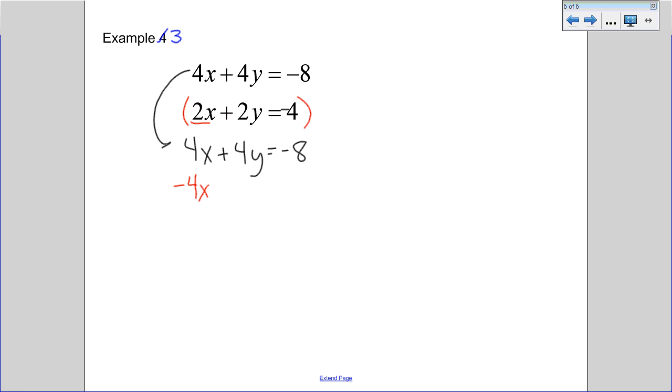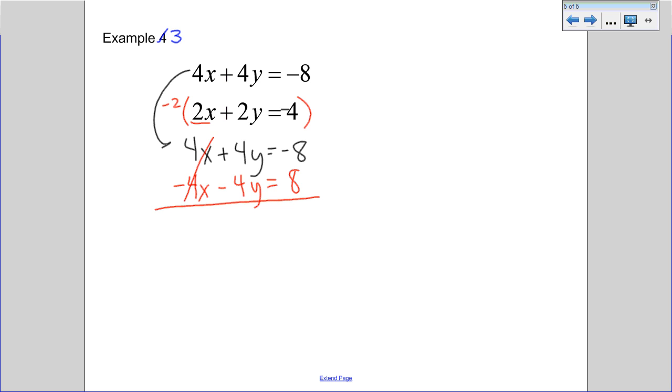If we did it by -2, because that would give us -4, wouldn't it cancel both out? Well, let's take a look at what happens. Negative 2 times 2 is negative 4x. Do we agree? Negative 2 times 2 is negative 4y. And what's negative 2 times negative 4? That is positive.